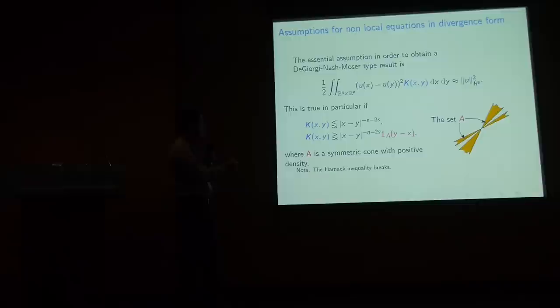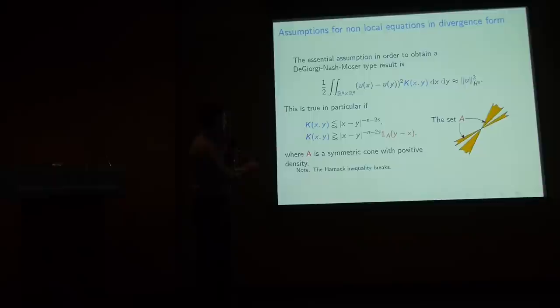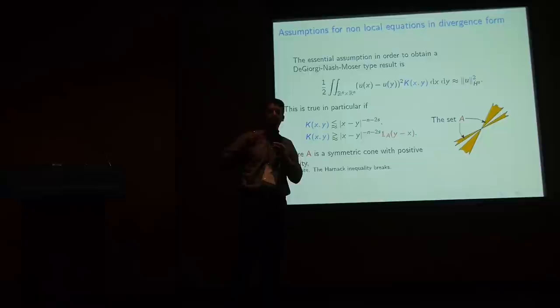If we assume the upper bound, but for the lower bound we only assume that it holds in some directions that have a positive density on the unit sphere, that's already enough to have this comparability. So this shows that there are these singular equations that also satisfy an analog of the De Giorgi-Nash-Moser result. And something very interesting happens when we relax the assumption so that the lower bound holds only in these positive density cones: we have the Hölder estimates, but we do not have the Harnack inequality.